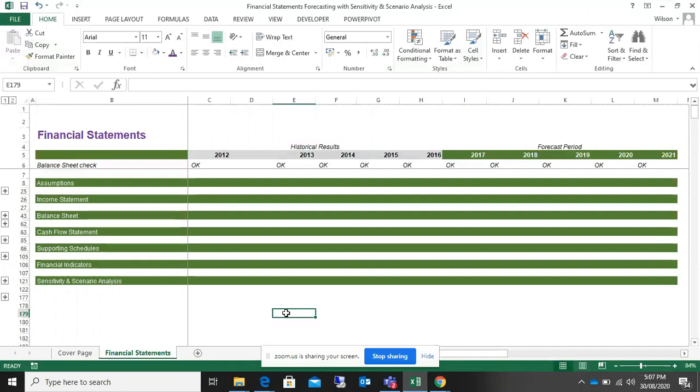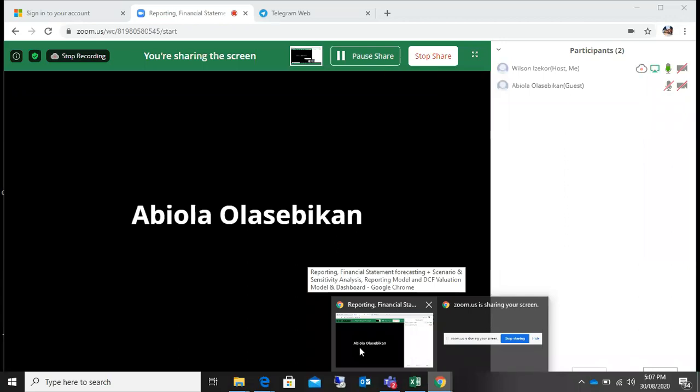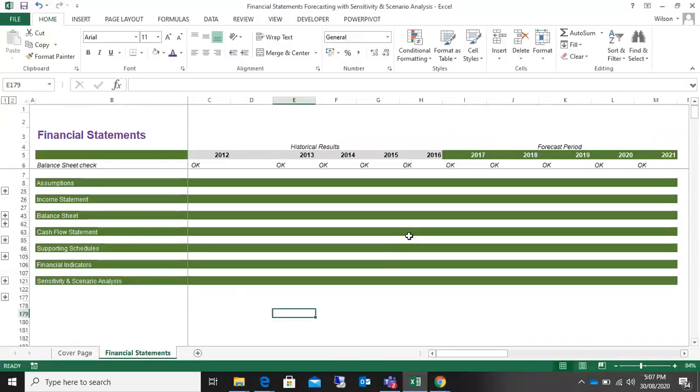If you look at what we have here, this is a continuation of where we stopped for sensitivity and scenario analysis. Now, I understand that in our last class, we were discussing how to build a complete financial statement model where we used the pivot table. So for that video, which was recorded, try as much as possible to learn it up to where we stopped.